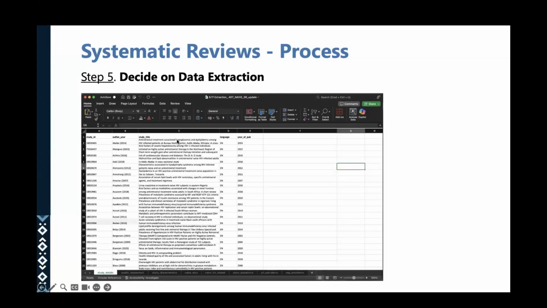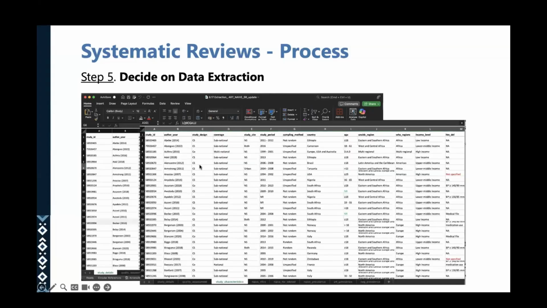And so you can see here the study details. And then here you have the study characteristics. So you have the author year, the study design, whether it's national or subnational. So each of these different items, like the country, the age, the UNAIDS region, which you can get from country, WHO region, income level, and so on. You get each of these from the papers. So you go into each paper and you look for the data and you fill this Excel sheet. So this is a very cumbersome and tedious process, and two people have to do it.